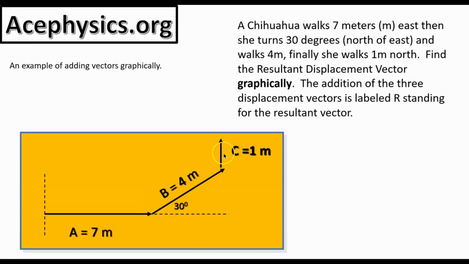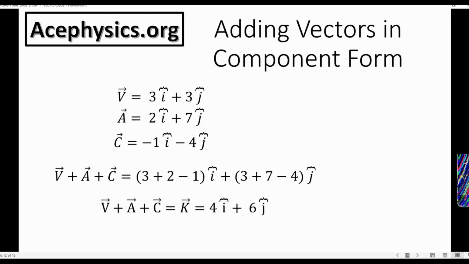And then you take the third vector and put the tail of the third vector on the tip of the second vector. And then the resultant vector, the tail of the resultant vector starts on the tail of the first vector, and the tip of the resultant vector ends on the tip of the last vector. So the addition of these three displacement vectors is equal to r. This vector r is the answer. It is the resultant, which is the sum of the three displacement vectors. That was an example of adding vectors graphically.